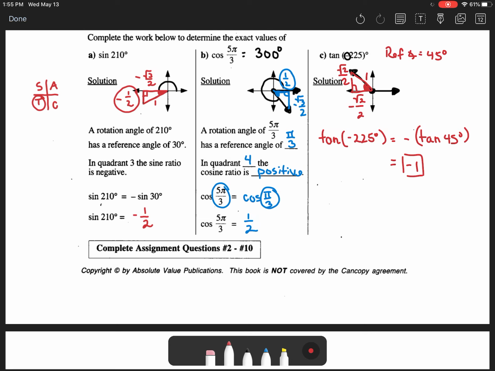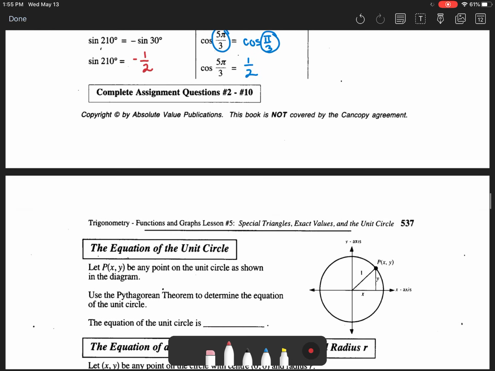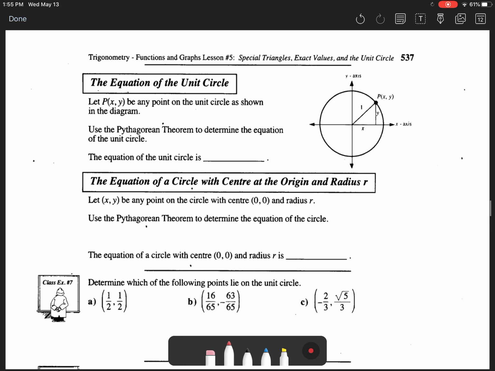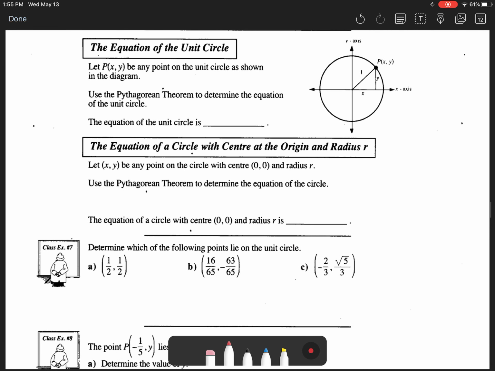That's your answer, okay? Y over x, they're both the same value here. One's positive, one is negative. Okay, last page in a bit here. The equation of the unit circle. So it says use Pythagorean theorem to determine the equation of the unit circle. Well, the equation of the unit circle, because we have Pythagorean theorem, okay, is basically this.